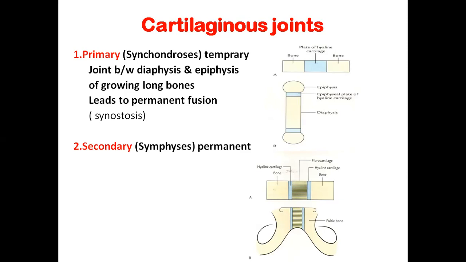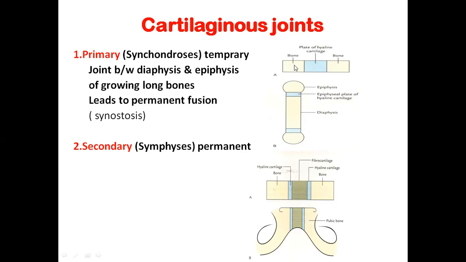So the bone has two parts in the growing period. The shaft is called the diaphysis and the ends are called the epiphysis. So this is actually a type of joint between this bone. This is the cartilage joining the epiphysis with the diaphysis. Look at this again. This is a part of the bone at the end. This is in the central part of the bone.